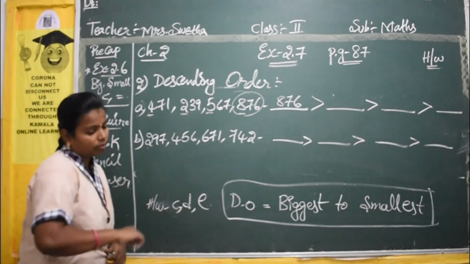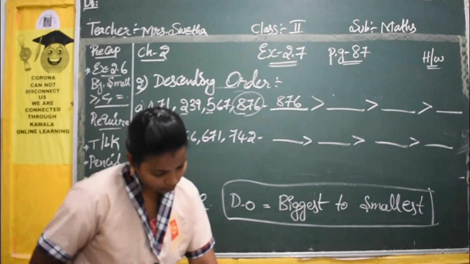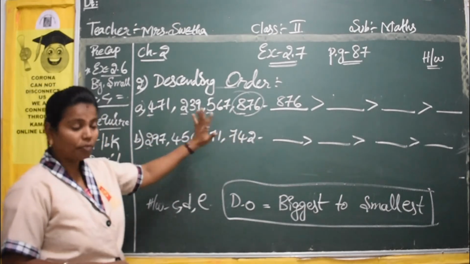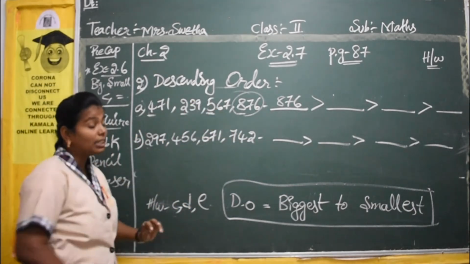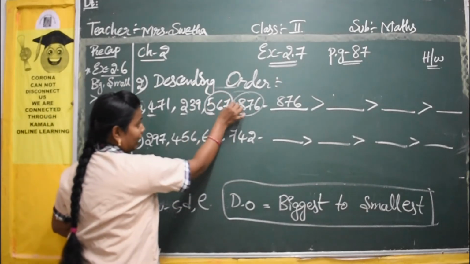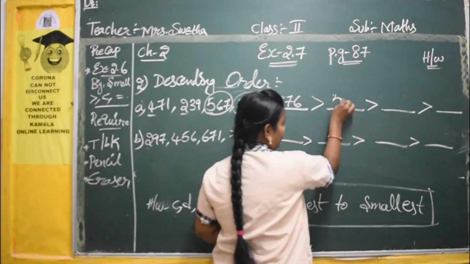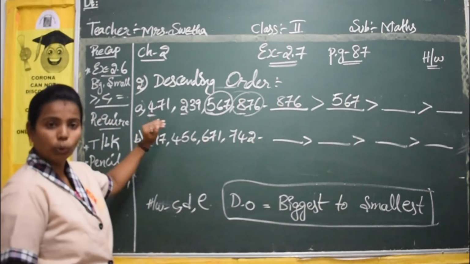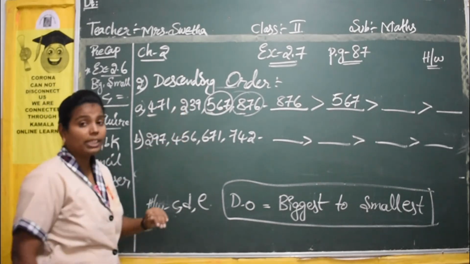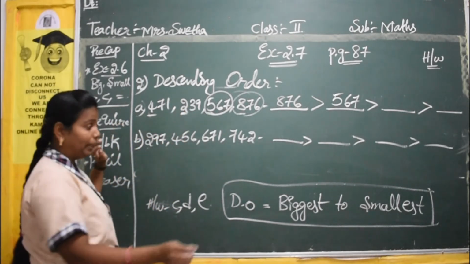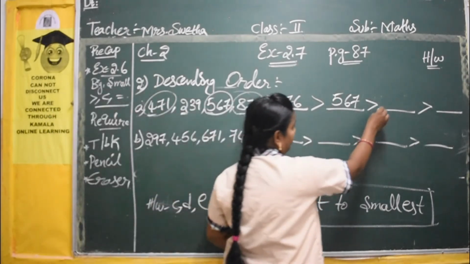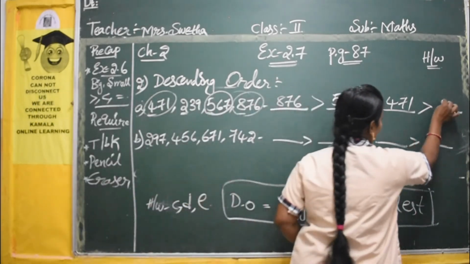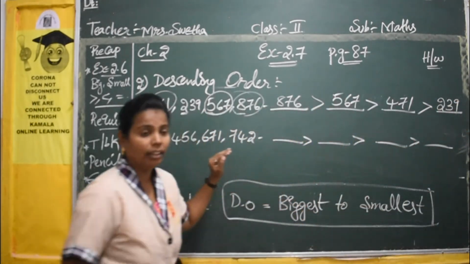Next, from the other three set of numbers, see 4, 2, 5. Which is the biggest number? It is 5. So 567 will become your second place set of number. Okay, then you have two set of numbers again, 4 and 2. Which is the biggest one? 4 is the biggest one. So 471 is your third number. Next, 239 is left. So we will complete that first problem.